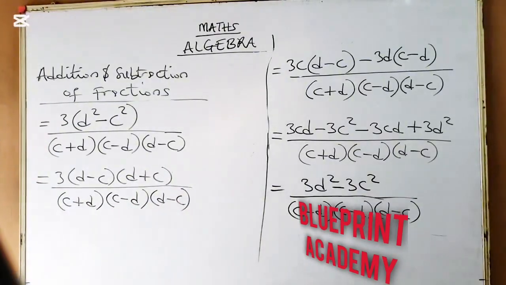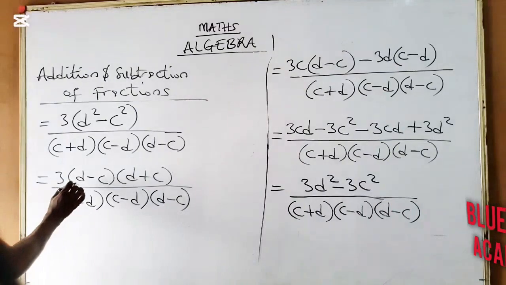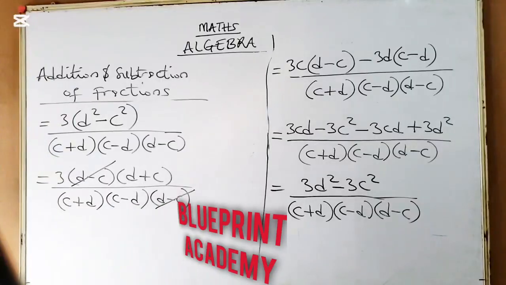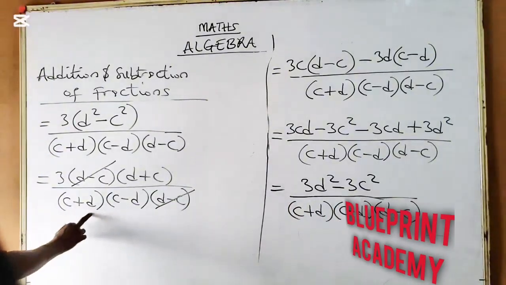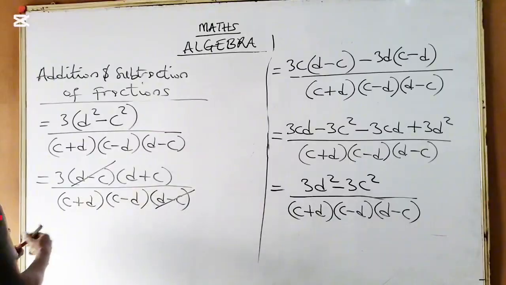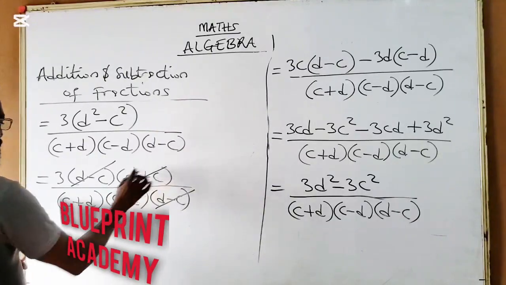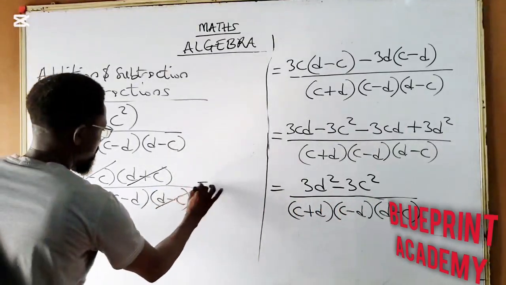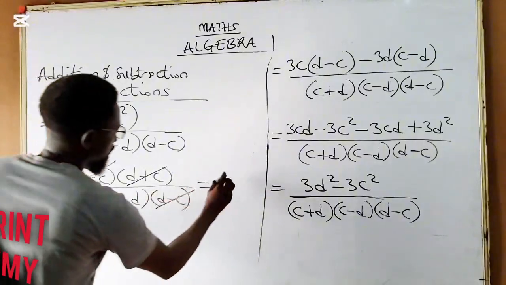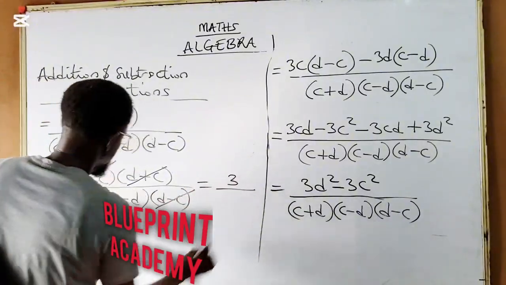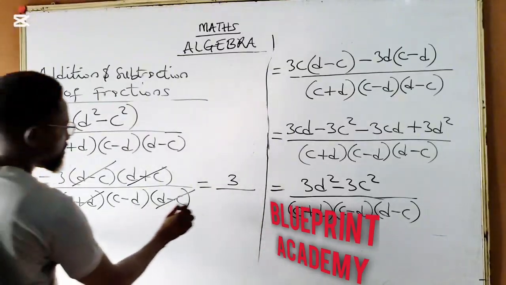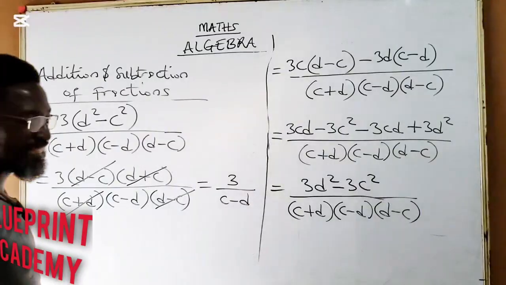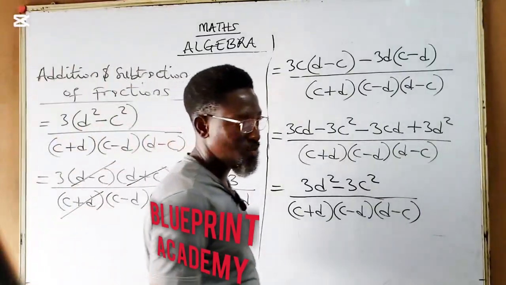Okay, now let's see how we cancel out. First, d minus c. Take off d minus what? C. C plus d, c plus d. So c plus d, we cancel c plus what? D. So now for the numerator, I'm left with 3. And the denominator, I'm left with c minus what? D. So that is the final answer for that one.